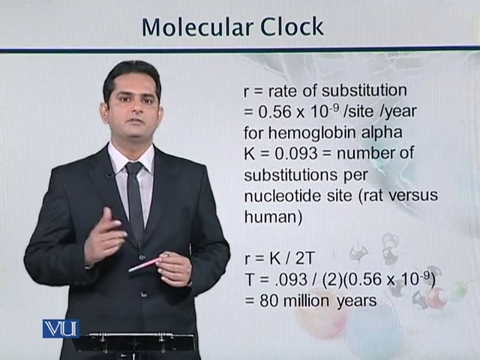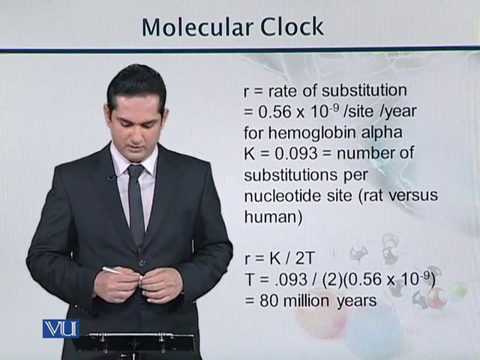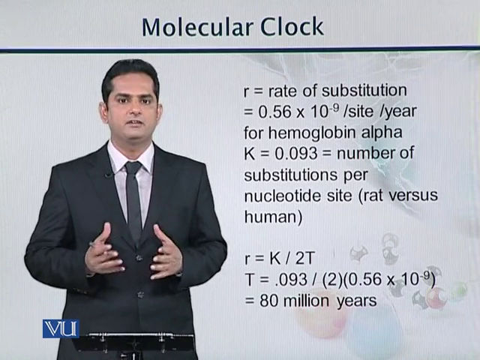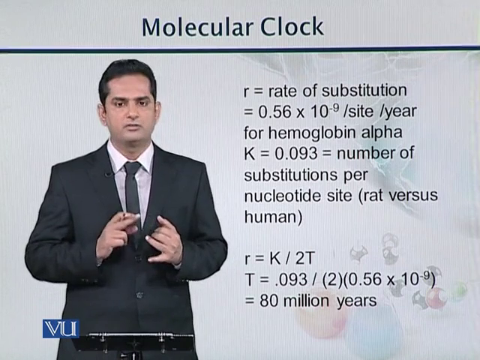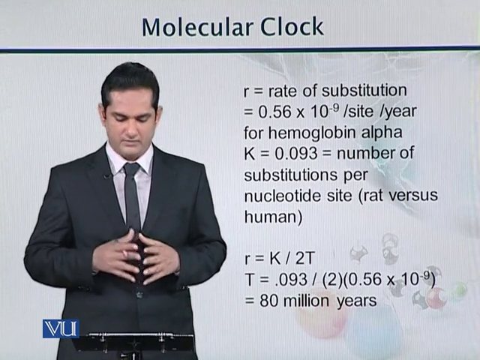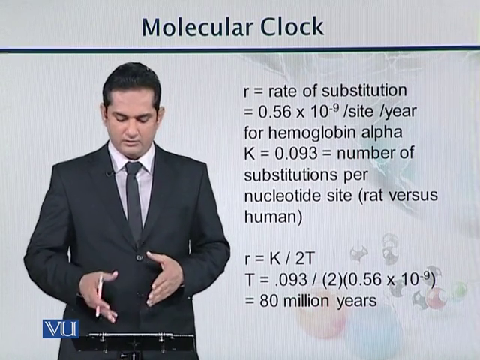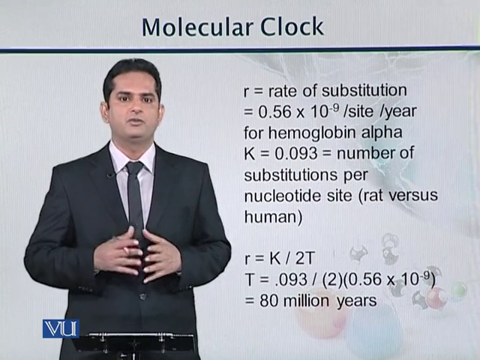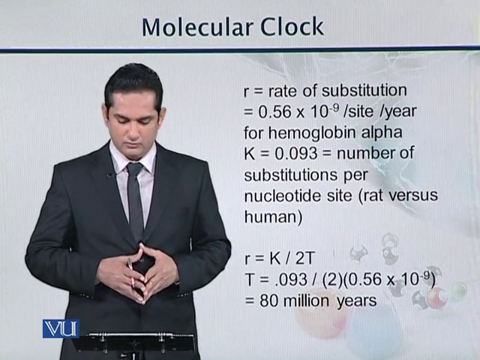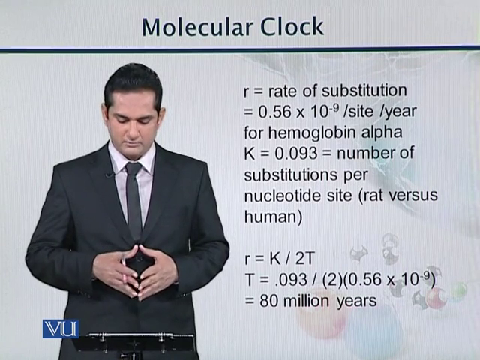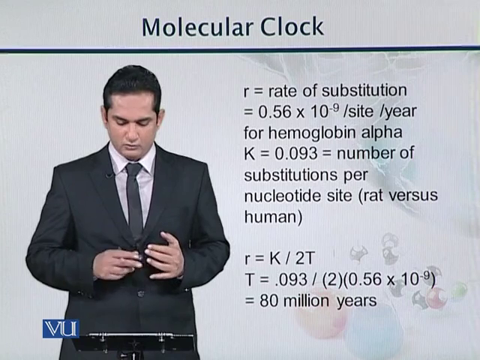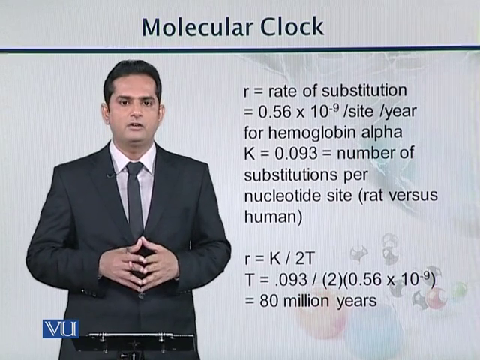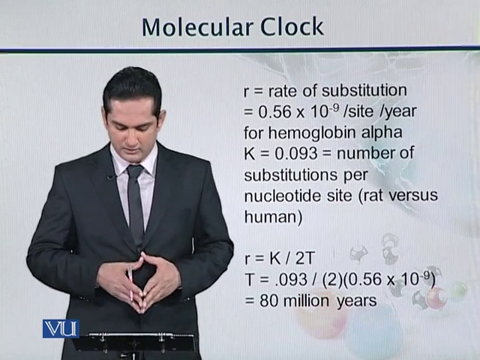Then r is our rate of substitution, which is roughly 0.56 times 10 to the power minus 9, considered per site per year. This is the other parameter, and it is specific for hemoglobin alpha, which is a protein structure. Then k is equal to 0.093 substitutions per nucleotide site, and this is for rat versus humans. Using this formula, if I want to find the time, it will be roughly 80 million years for rat versus humans.